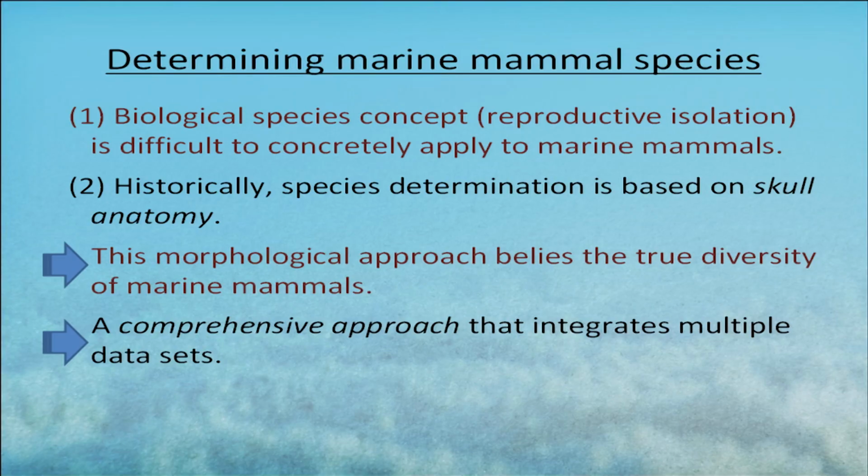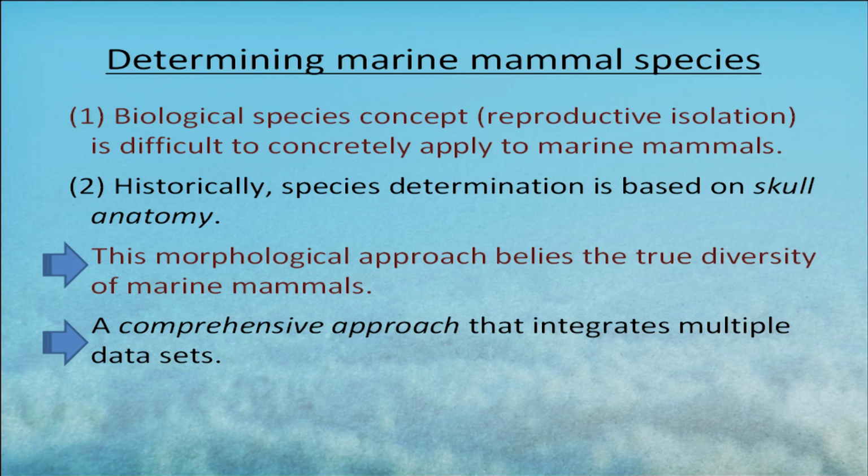Okay, determining marine mammal species has actually been really difficult, in part because the biological species concept is difficult to apply. If you say, hey, I want to know if these two whales are the same species, and you get a male whale over here and a female whale over here, and you want to see if they mate, good luck with that. It's not going to be something you can control.